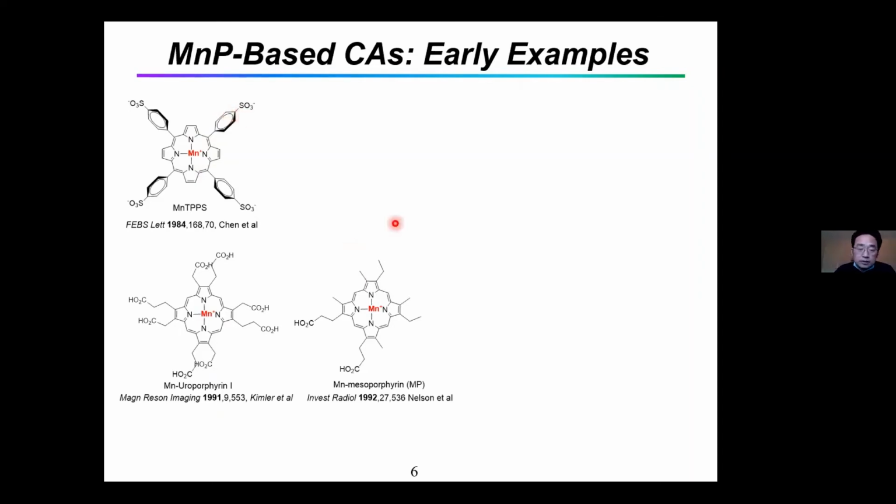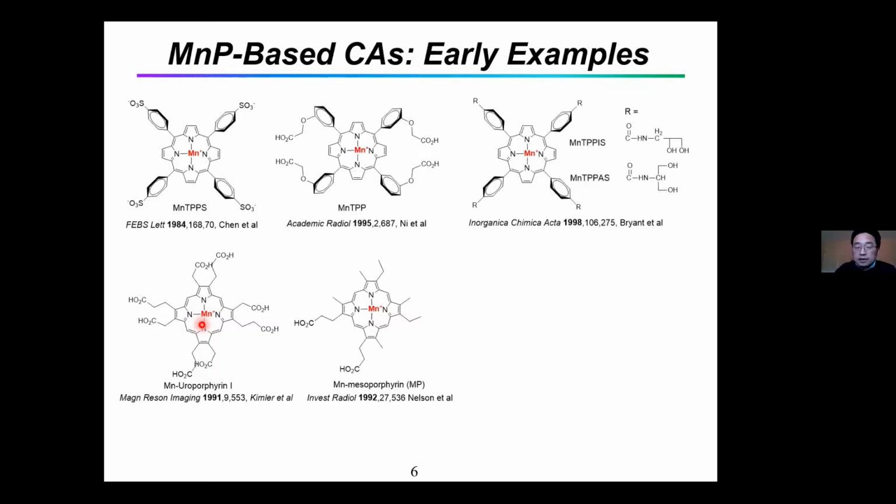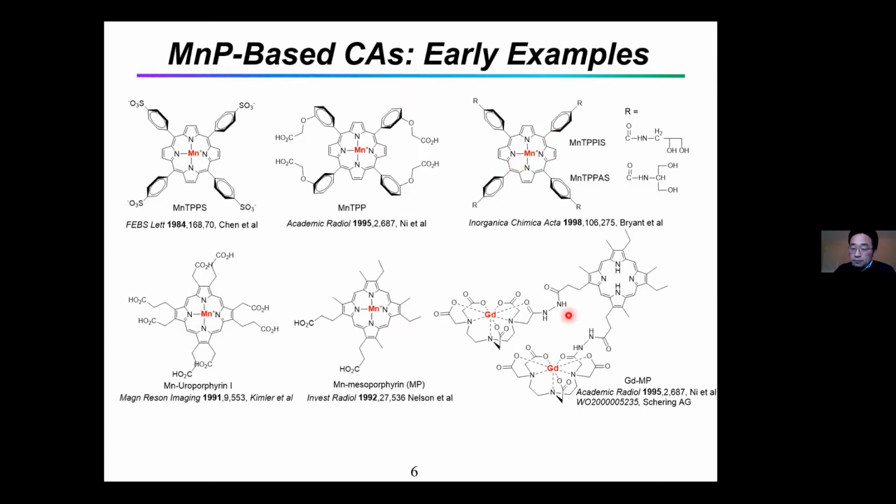And of course, you can recognize that the synthetic porphyrin is an analog of natural heme. So people also evaluated the manganese derivatives of different types of heme derivatives as MRI contrast agents. Later on, more synthetic chemists came in and also tested a range of other synthetic water-soluble manganese porphyrins. And some even conjugated the porphyrin with a gadolinium agent.